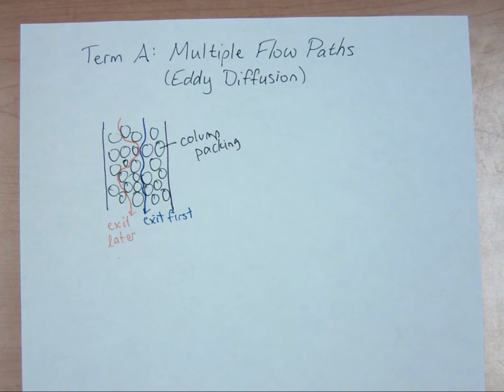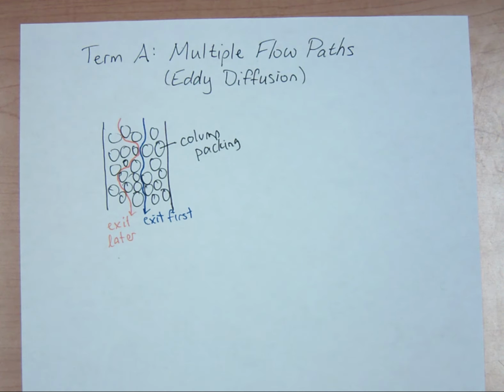Now here comes a question. If we increase the length of the column, what effect will this have? Well, that means there are more possible paths through the column. There are more particles to walk around. And so a longer column is going to have a higher effect from this term, with multiple paths.